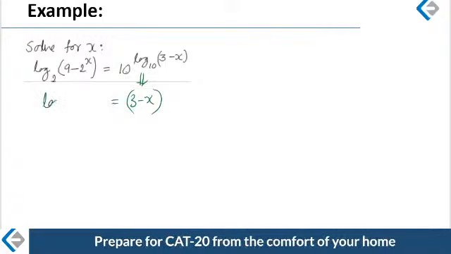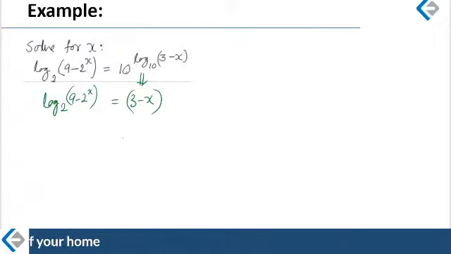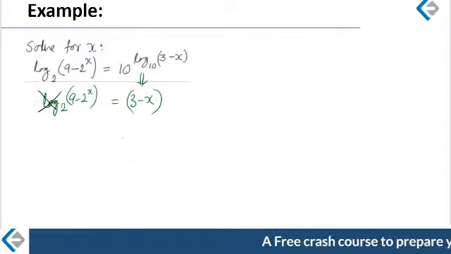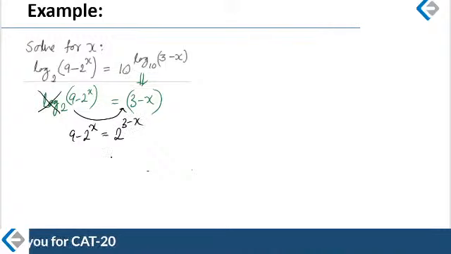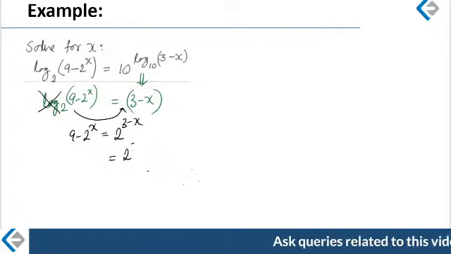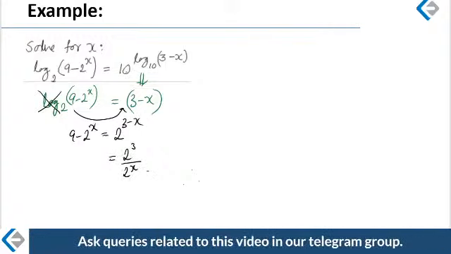So we would have written log of 9 minus 2 power x to the base 2, which is equal to this. Let's take the anti-logarithm, then this 2 becomes the base here. Therefore, 9 minus 2 raised to power x is equal to 2 raised to power 3 minus x. What is 2 raised to power 3 minus x? It is 2 power 3 divided by 2 power x. That is the meaning of 2 raised to power 3 minus x.